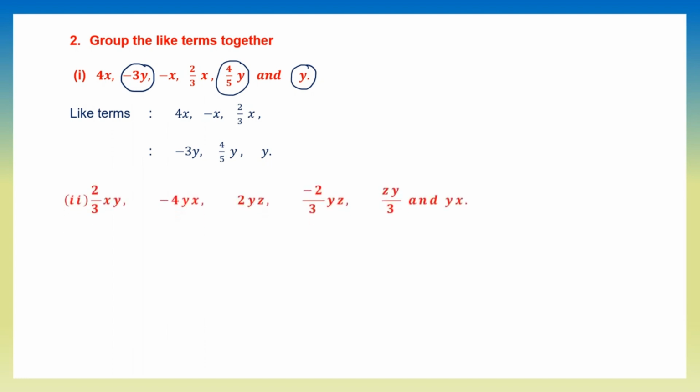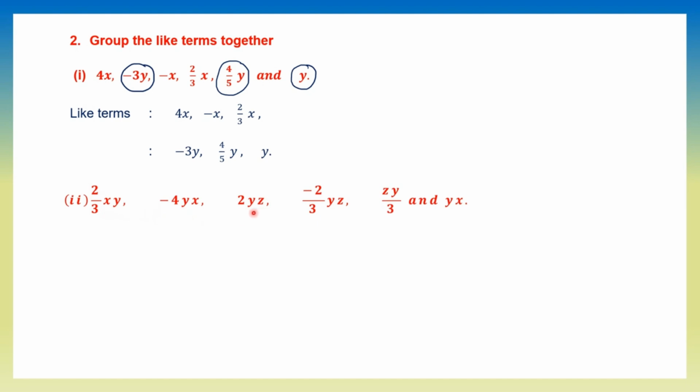Next question. Here also, now let's look carefully for the letters. Here I have x, y. Let's look for x, y again. Now here also I have x, y, though the order is different. Order is different, but I still have one x and one y. So these two are like terms.